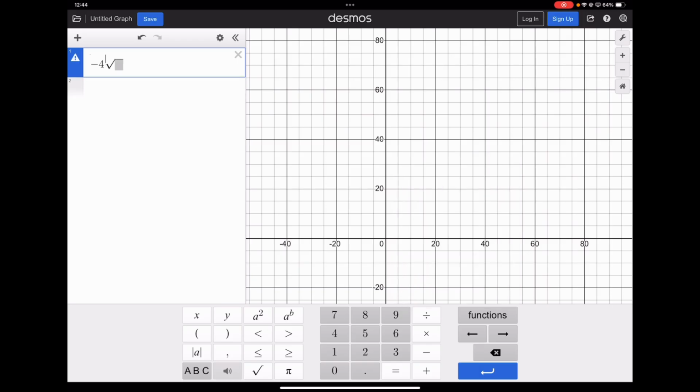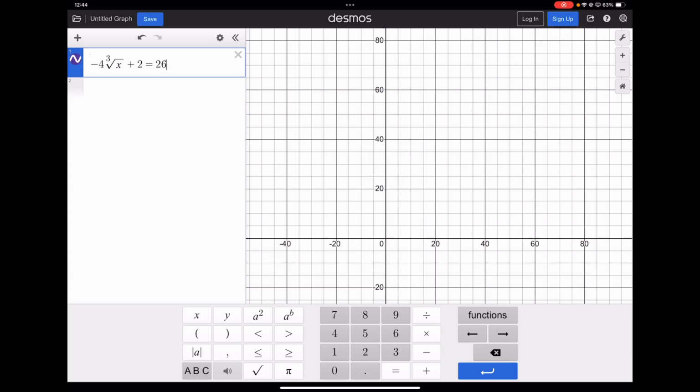I'm going to get that the cursor moves to the index. So I'm going to write the number 3 in there. Inside the root, I'm going to write in my variable x. And now I'm going to move to the right so I can be on the outside. Because if I type in +2, the +2 is on the inside, and I don't want it to be on the inside. I want it to be a vertical shift. So I'm going to move to the right, plus 2. And I want this expression to equal 26.